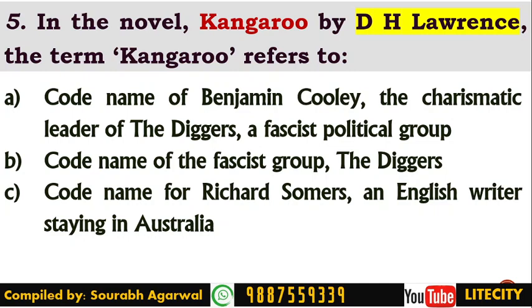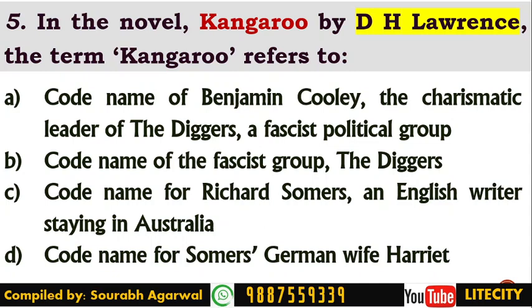He is an English writer staying in Australia for a brief period. Or the code name for Somers' German wife Harriet, who had a brief encounter with this fascist political group. This novel presents Lawrence's individual experience which he witnessed during the Second World War and First World War, and they are very poignantly and poetically presented in this particular novel.